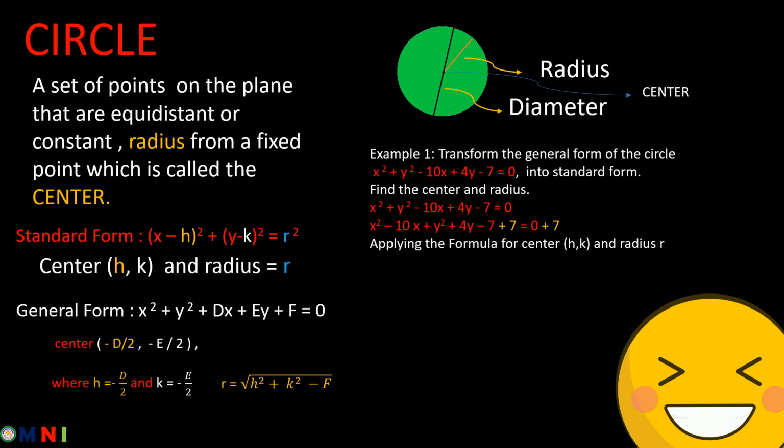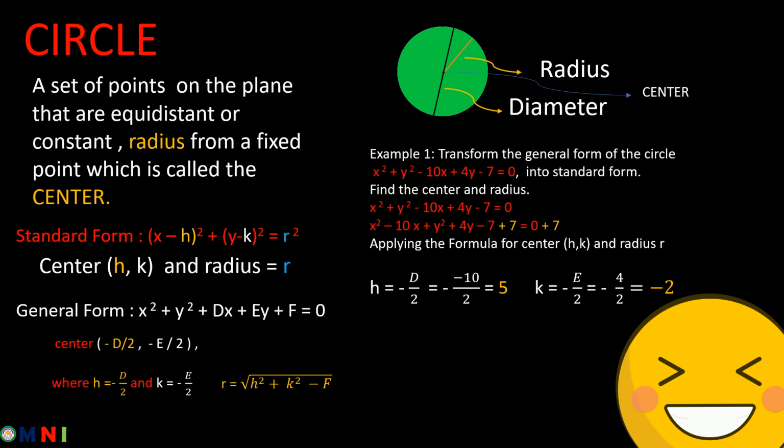So applying the formula for center (h, k) and radius r, we have here h is equal to negative D over 2, and D is substituted. So D is negative 10. If you're going to take note of that, the coefficient of x is D. So that is negative 10 over 2. Negative times negative is positive, then 10 over 2 is 5.